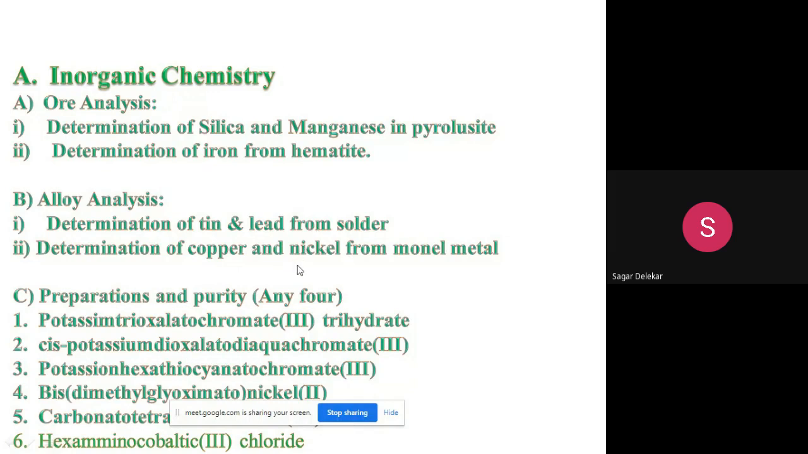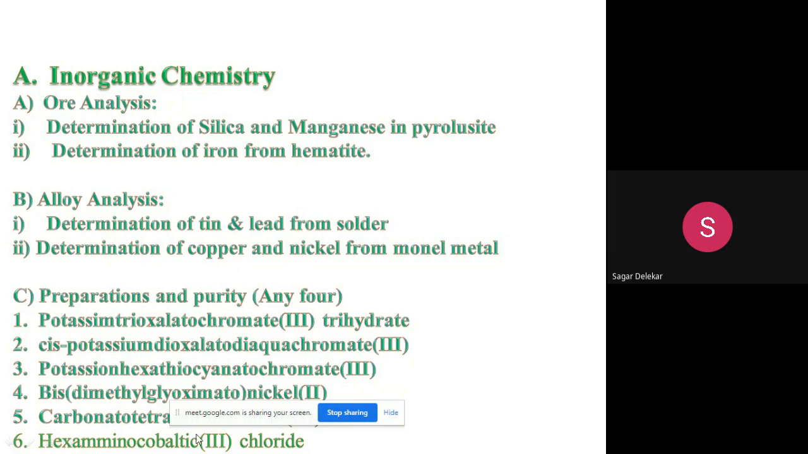and for nickel one uses the complexometric, meaning precipitation, between nickel and DMG. And for this preparation and purity, out of these, 4-6, one can cover at least the 6-1. And for that, one of the excellent books is Experimental Inorganic or Physical Chemistry by M.A. Malthy.